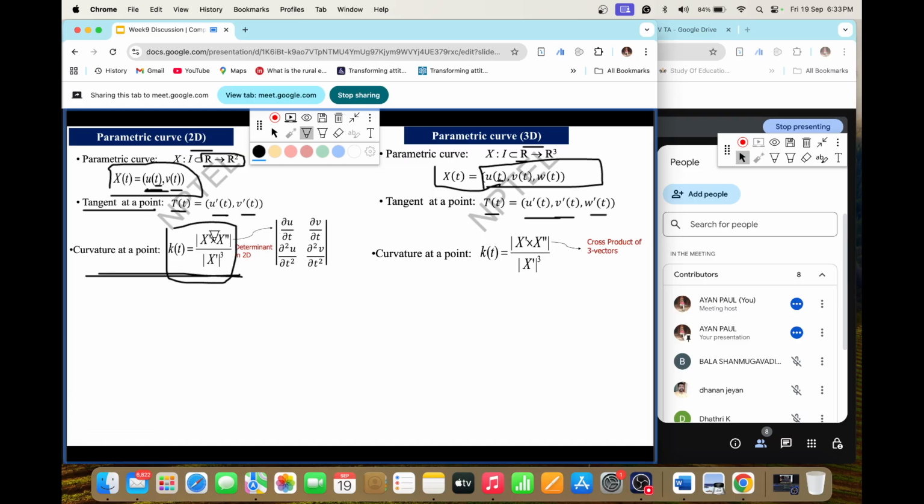That is |x' cross x''| divided by |x'| cubed. So that is the curvature at a point. That means first from this x(t) you have to calculate x', then calculate x'', then take the cross product of these two, and whatever result you obtain, you take the mod of it, and then divide by the mod of x' cubed. So that is curvature at a point.